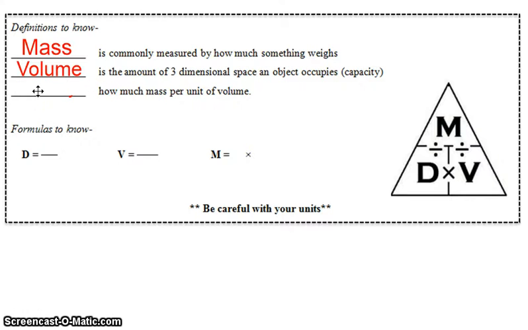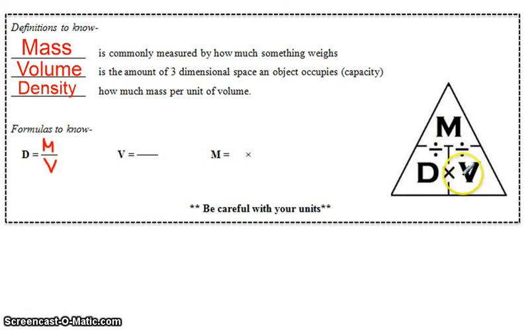And our last definition is density. Density is how much mass per unit of volume. This little triangle over here to the right, if you write MdV exactly in that order, it will help you figure out the formulas that you need to know. So right here, density, if I cover up the density, we have mass divided by volume. So it's mass over volume.